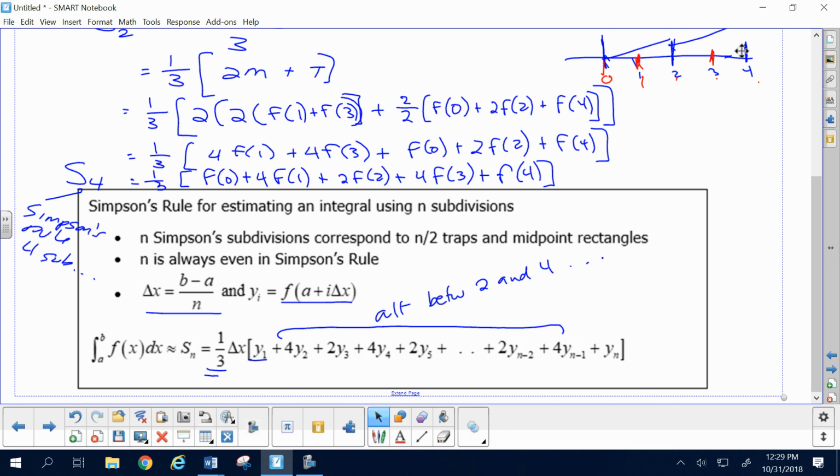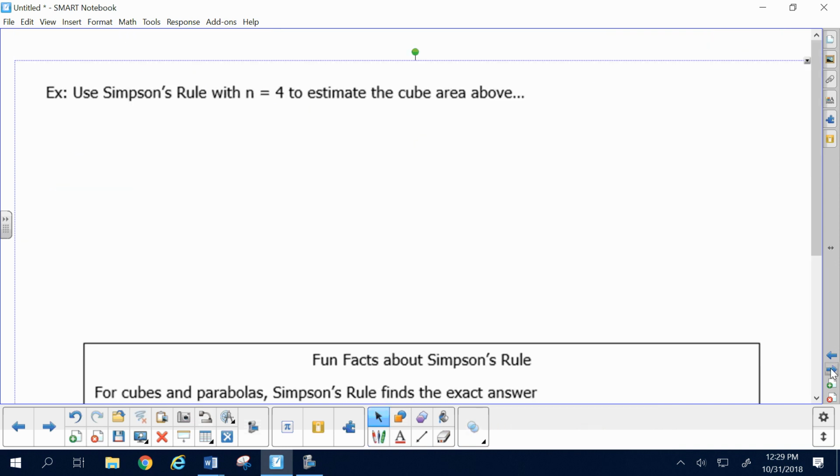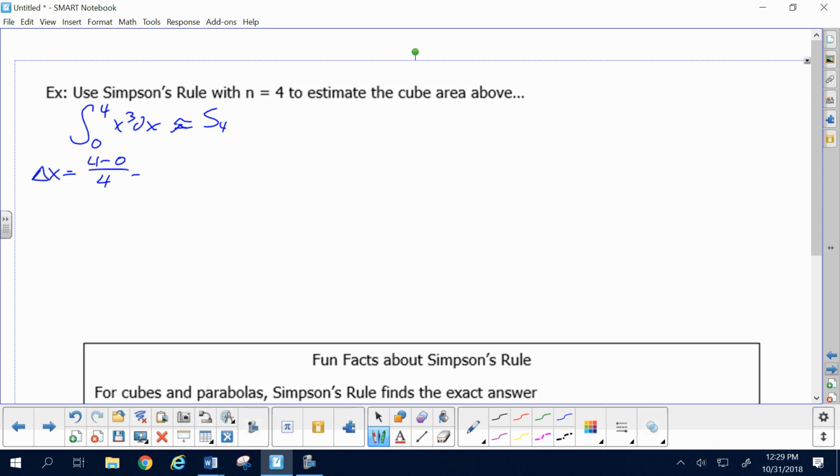Okay. So let's show how this looks. If you did this problem originally with Simpson's the whole time, then it would start by saying something like this. Delta x is the total region divided by 4 subdivisions. So delta x is 1.